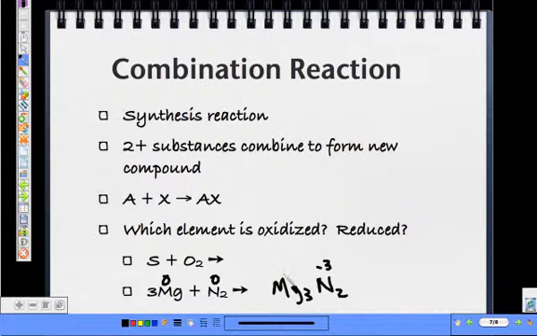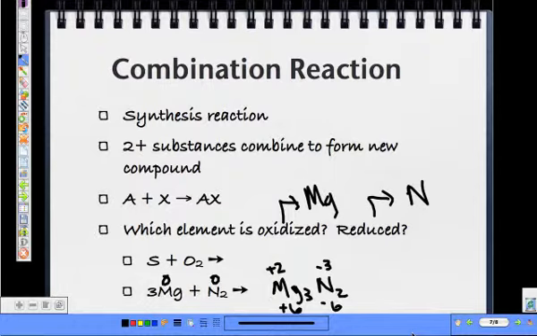Magnesium should end up being +2, but let's go through. So we get +2. How do you know that it should be +2? Because it's just a single atom as an ion. Magnesium and nitrogen are both single atoms as ions, so they should have the same oxidation number as their ion charge. So which one is oxidized? Magnesium. And reduced? Nitrogen.